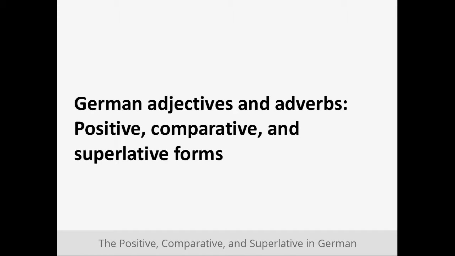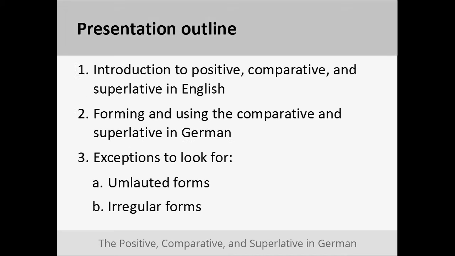This presentation will examine the positive, comparative, and superlative forms of German adjectives and adverbs. The presentation will first look at the positive, comparative, and superlative forms in English in order to quickly develop background knowledge of the topic before moving over to an examination of these forms in German. Once we look at how these forms are normally constructed in German, we will examine some common exceptions involving umlauted and irregular forms. Let's get started.